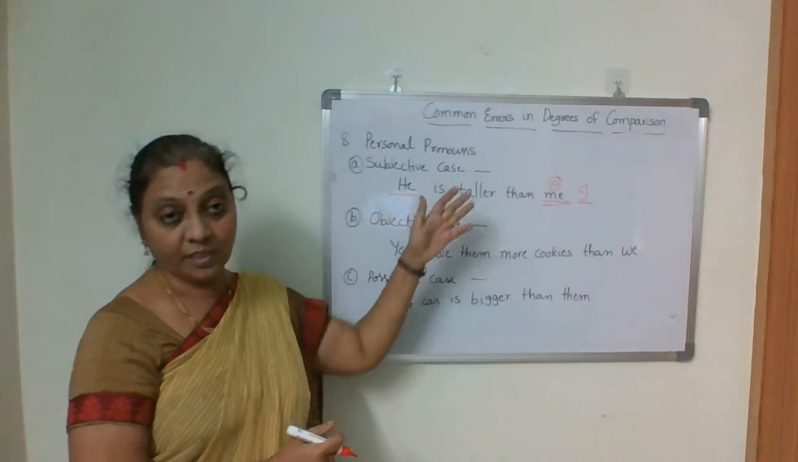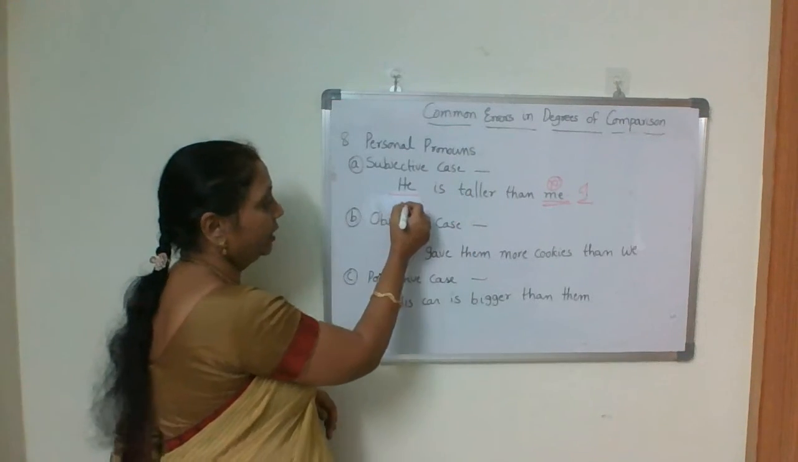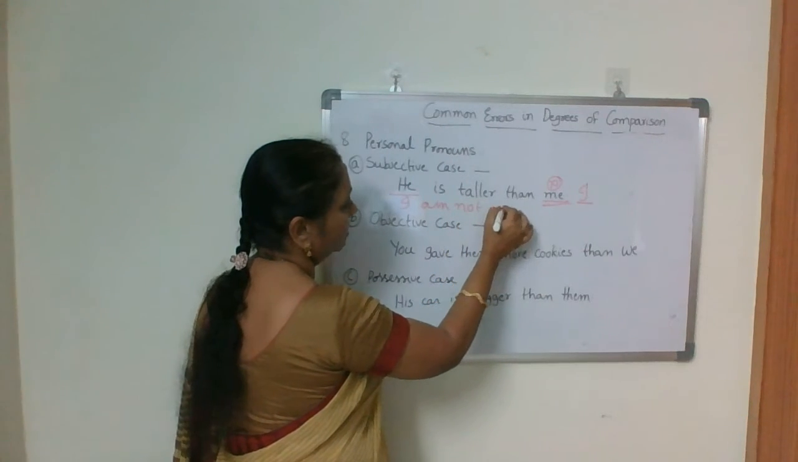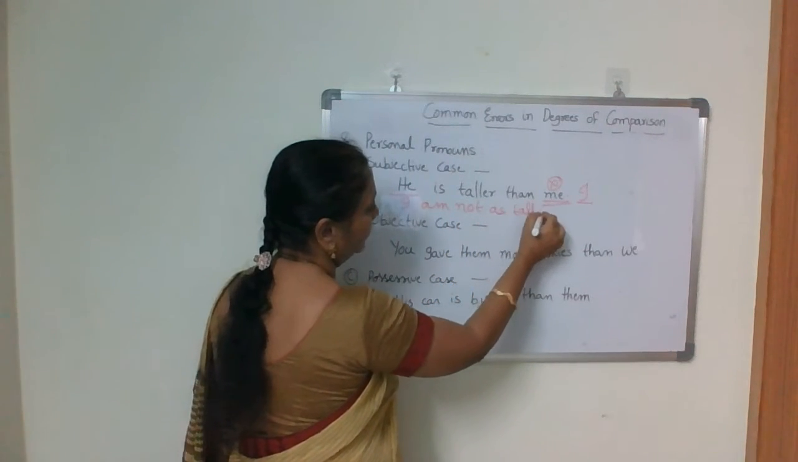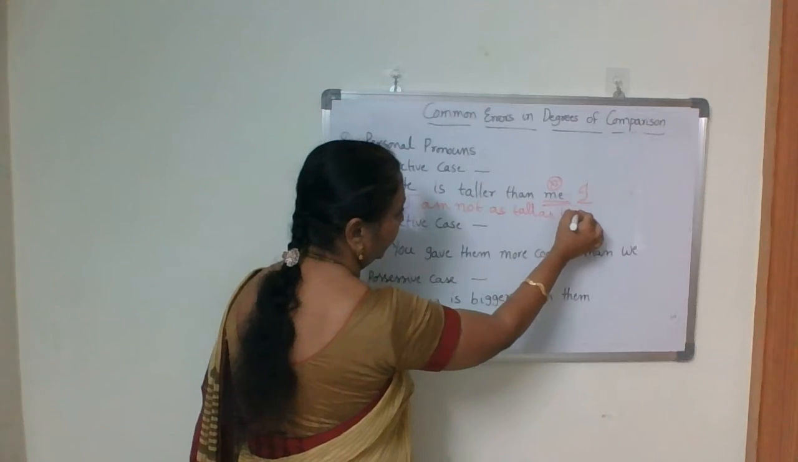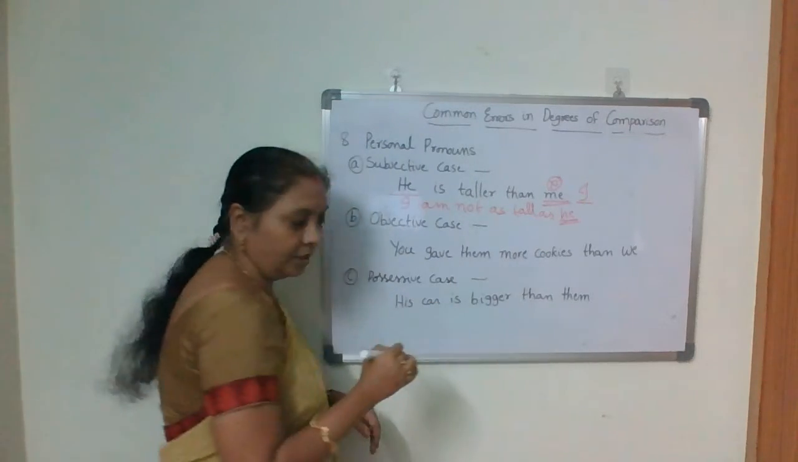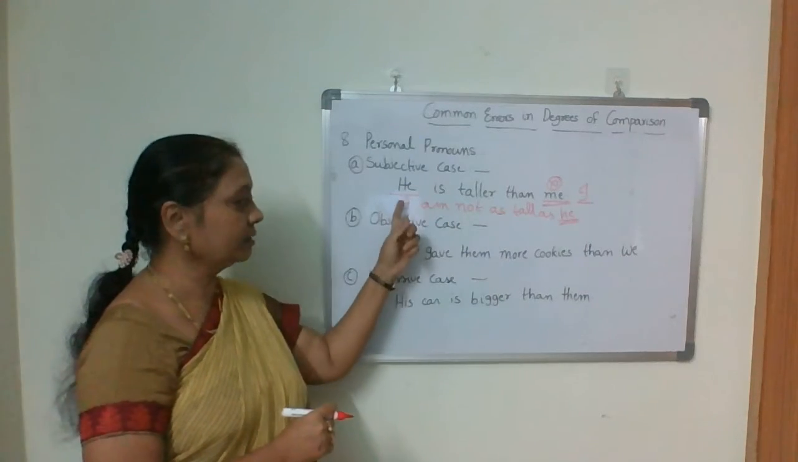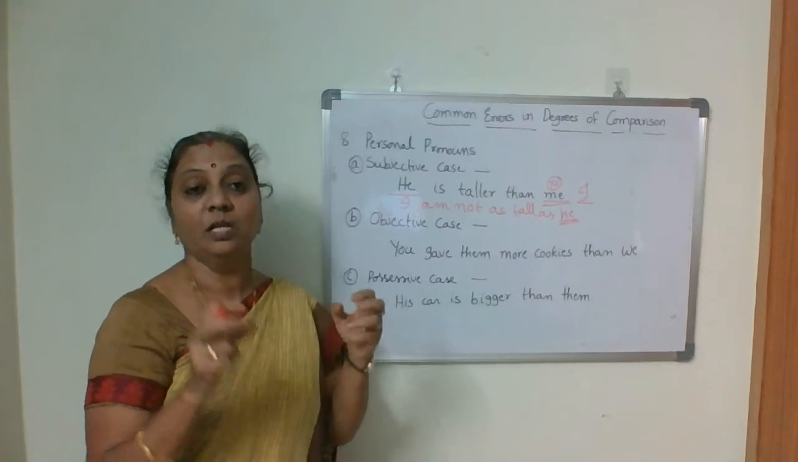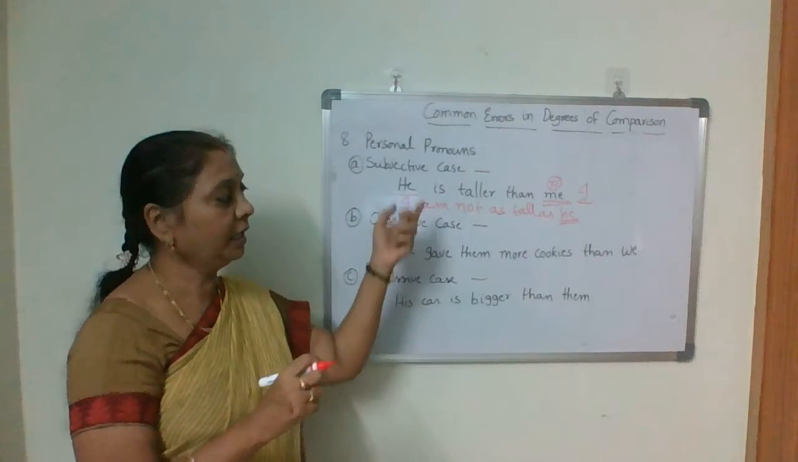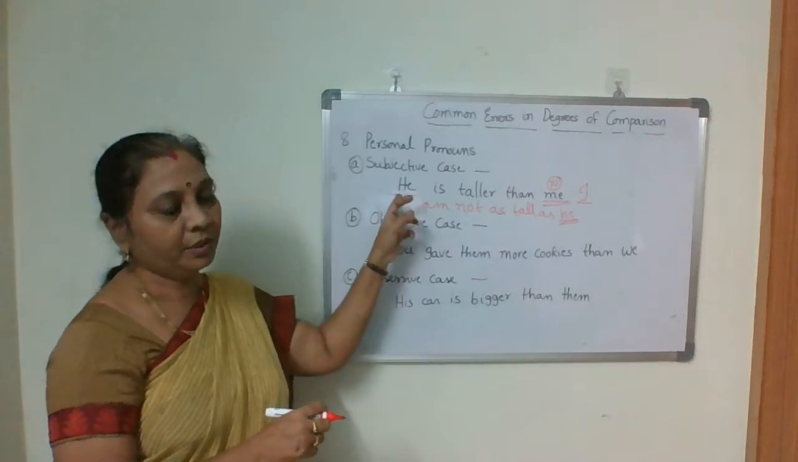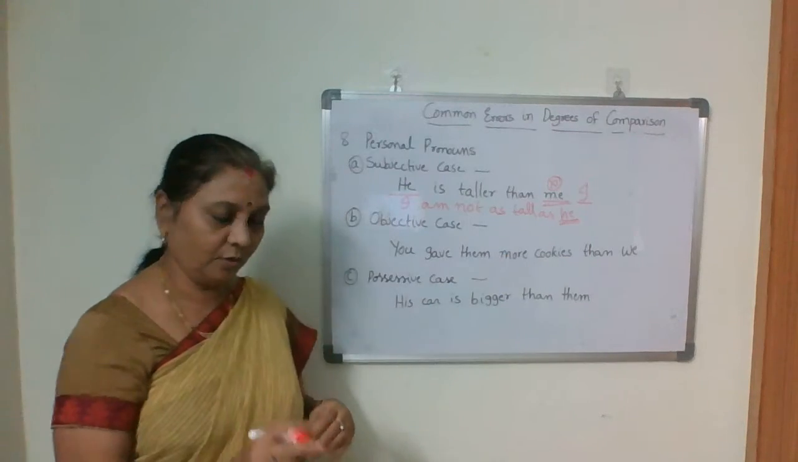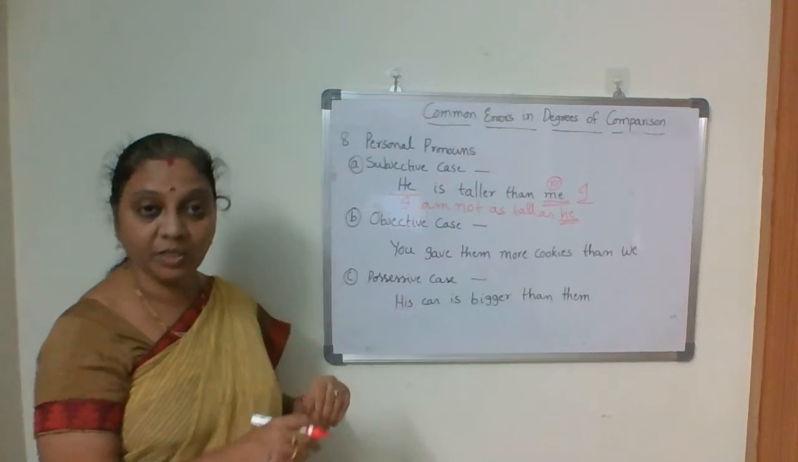Then when you change this into the positive degree, how do you write? I am not as tall as him. Wrong. He only. Again here also he, not him. So this you have to remember, because the comparison is between the two subjects, he and I. You should not make one a subjective case and one an objective case. It is wrong.